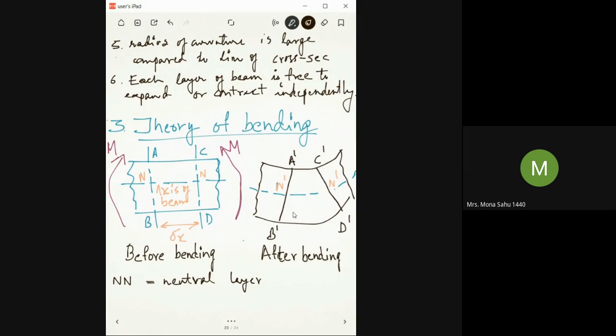So if you notice here, all the layers between A dash, C dash are getting shortened, so there is compression taking place. All the layers below N dash, N dash have tension applied, so they are getting elongated. Above the neutral layer, all the layers will get shortened, and the maximum shortening is going to be at the topmost layer. Below the neutral layer, it's going to get elongated.